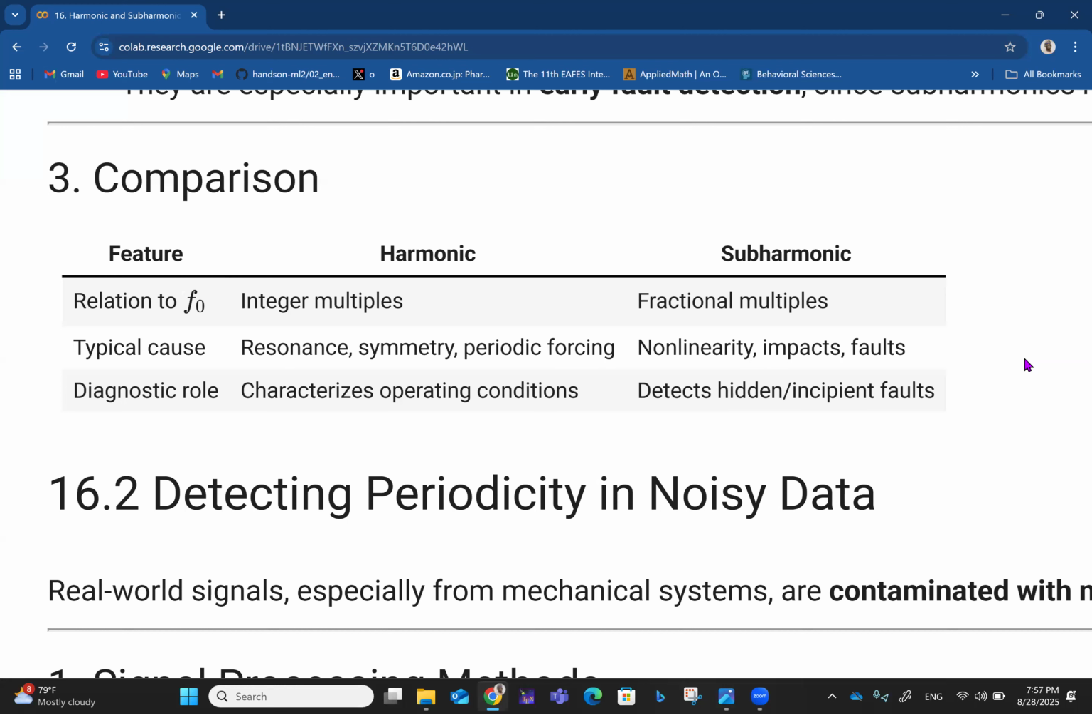So what are the typical causes of harmonics? Resonance, symmetry, and periodic forcing can cause harmonics. And for subharmonics, you have nonlinearity, impacts, and faults. They cause subharmonics. So what are the diagnostic roles now? When you see a harmonic or a subharmonic, what exactly can you learn from it? For harmonics, it characterizes operating conditions, while subharmonics detect hidden or incipient faults, right?